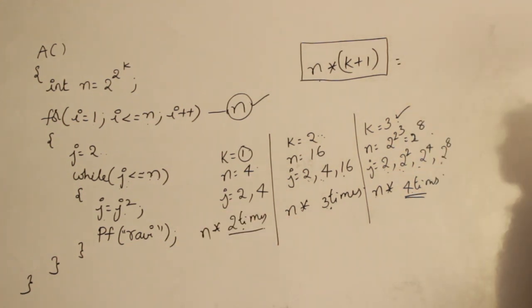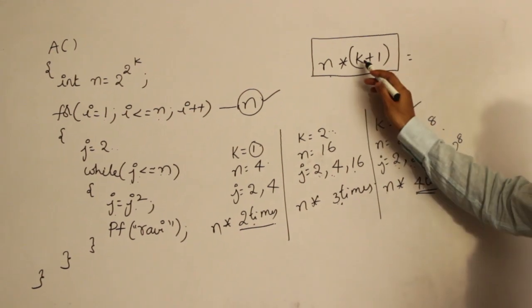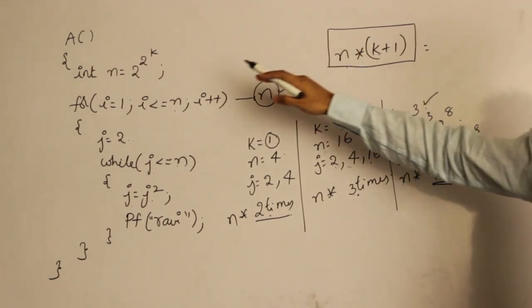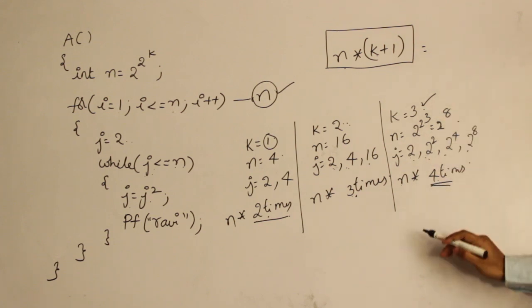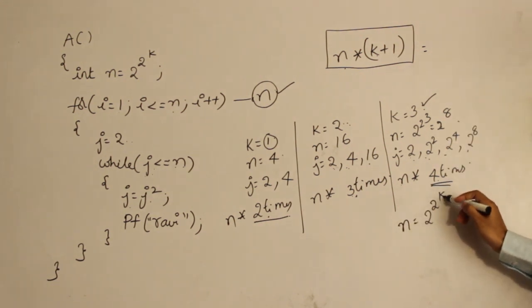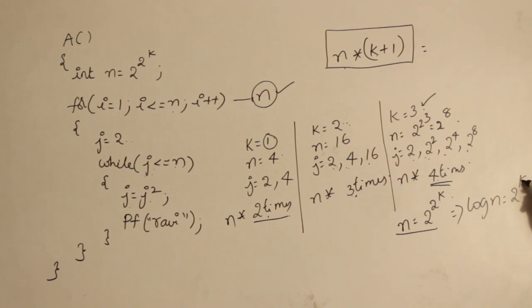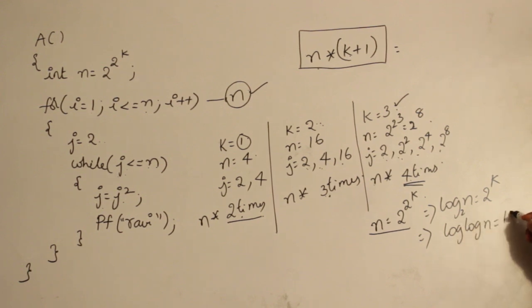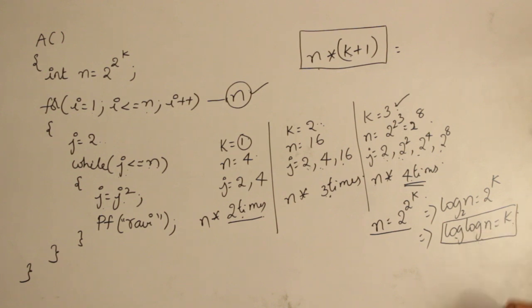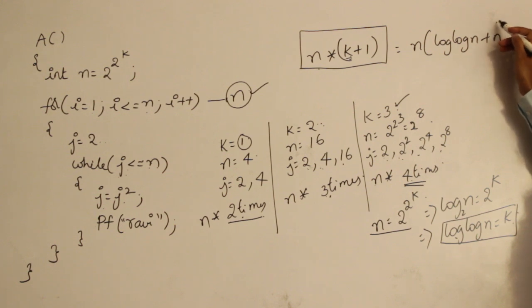Then, if I want the answer in terms of n only, not in terms of k: if you want the answer in terms of k, then you can substitute 2 power k in place of n. If I want the answer in terms of n, then what you should do is convert it. So n equal to 2 power k. Apply log on both sides. That implies log n equal to k, log n base 2, right? That implies log n equal to k. Therefore k equal to log n. So k here we get as log n. So that equals n into log n plus 1.